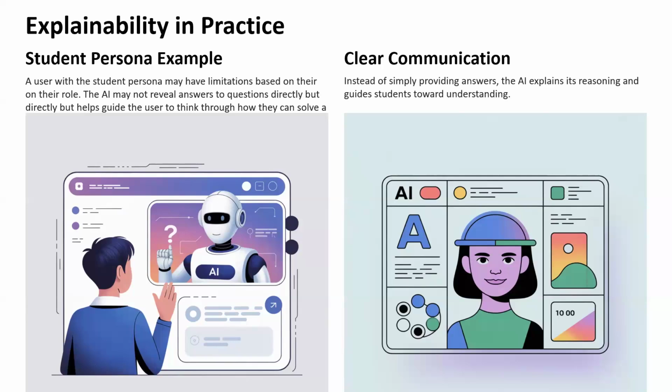It's supposed to be an educational app, right? It's supposed to teach the students, not just give them direct answers. So it needs to explain in a way that the student understands, and the student can explain it if they need to. It needs to have clear communication. So instead of simply providing answers, the AI explains its reasoning and guides the students towards understanding. It needs to understand the problem and explain it to the student in a way that the student can defend themselves based on what they have learned using our platform.